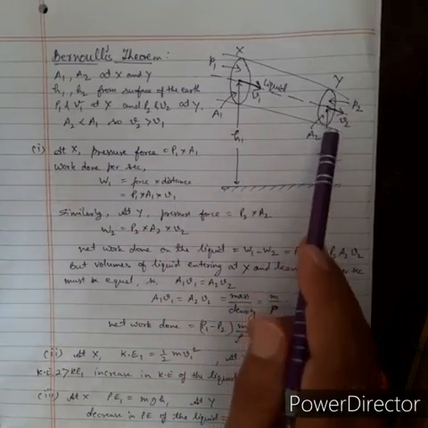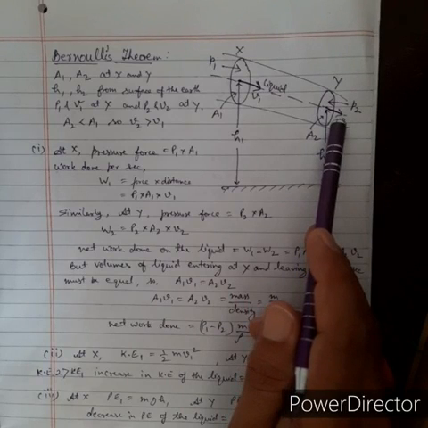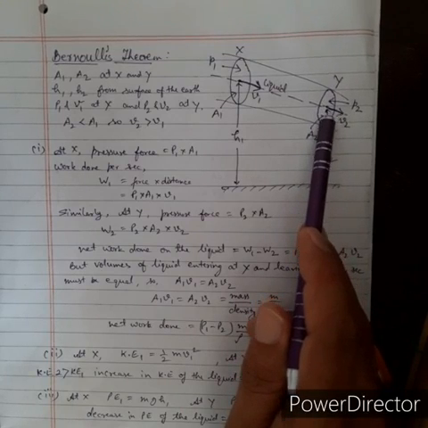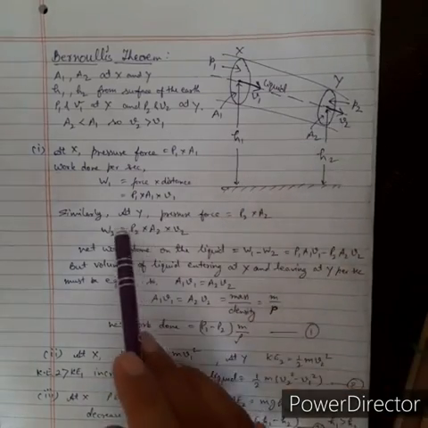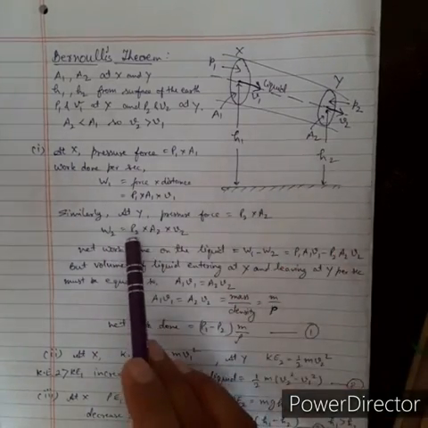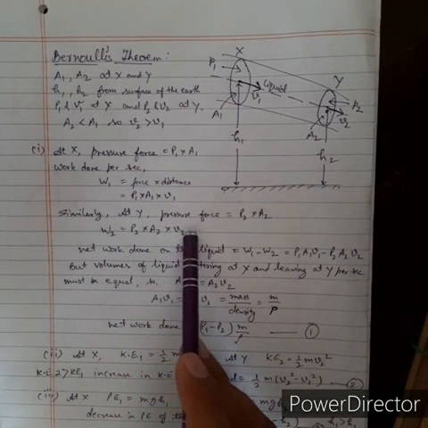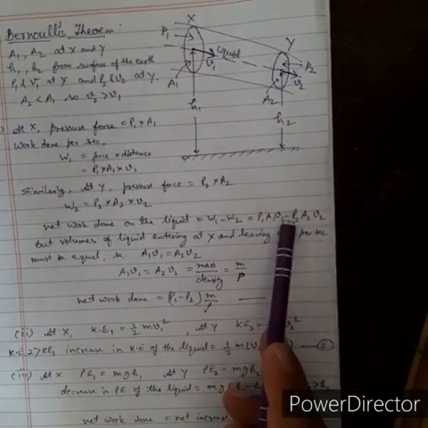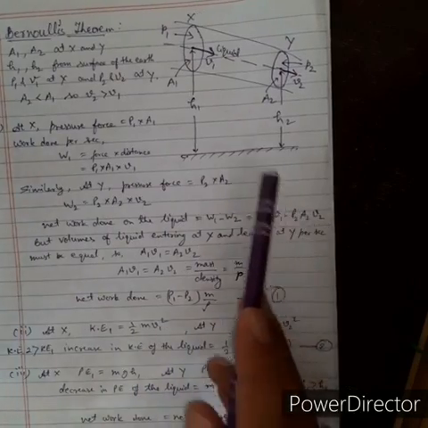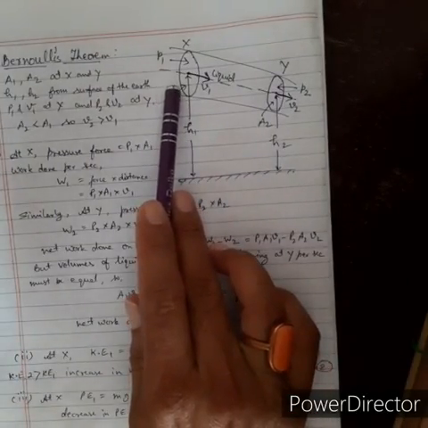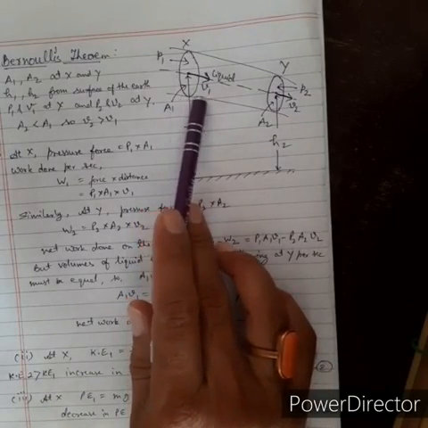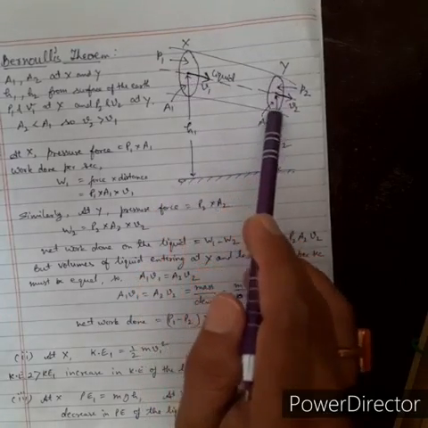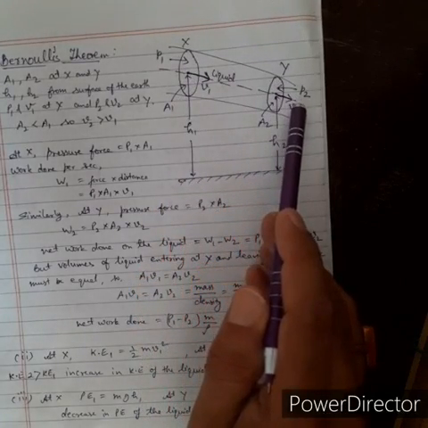Similarly at point y, the velocity is v2, the flow of the liquid. In 1 second the distance covered at point y is v2. So the work done at point y is P2 into A2 into v2. The net work done on the liquid is W1 minus W2, so P1 A1 v1 minus P2 A2 v2. Because we are calculating the work done per second, the volume of liquid entering at this point and the volume going out from the other point must be equal.